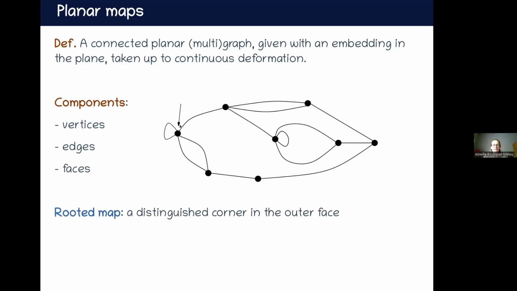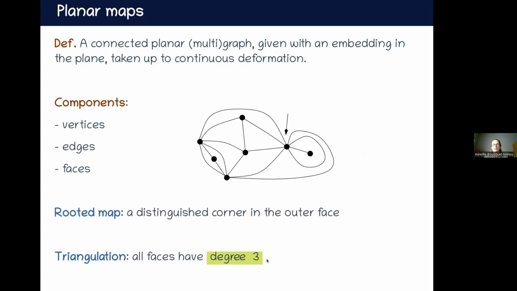Now you may have noticed this little edge here, this little thing pointing at the corner. This is because we consider only rooted maps, and this means that we distinguish a certain corner in this outer face. This prevents maps from having symmetries, which is always a problem when you want to count them. And my last definition on maps is that of a triangulation. And here you just want all faces, including the outer face, to have degree 3.